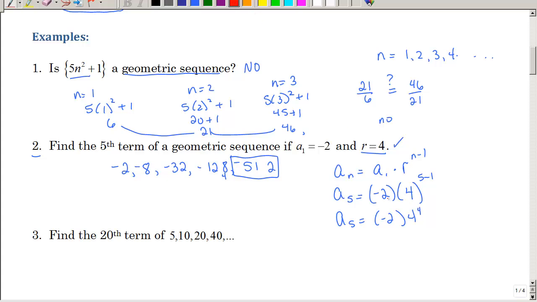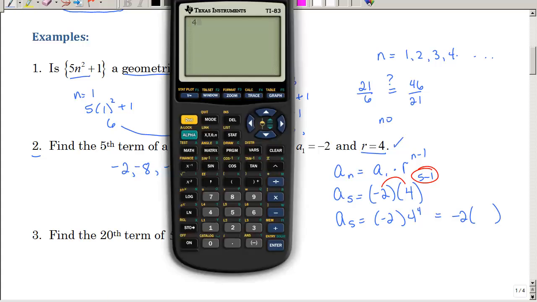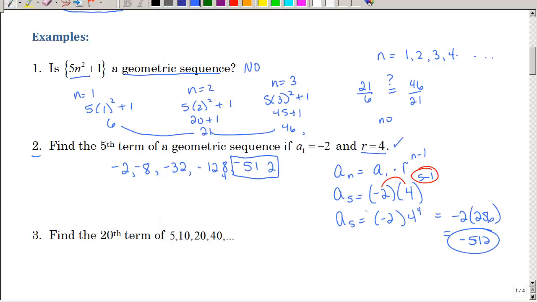And no, you cannot multiply those first. Order of operations, I need to do that exponent first. So I'd have -2 times 4 to the 4th power. I think I'll need a calculator. So 4 raised to the 4th power is 256. Multiplied times -2 is indeed -512. And yes, of course, I could have just punched this in all at one time into the calculator. So our fifth term is -512.